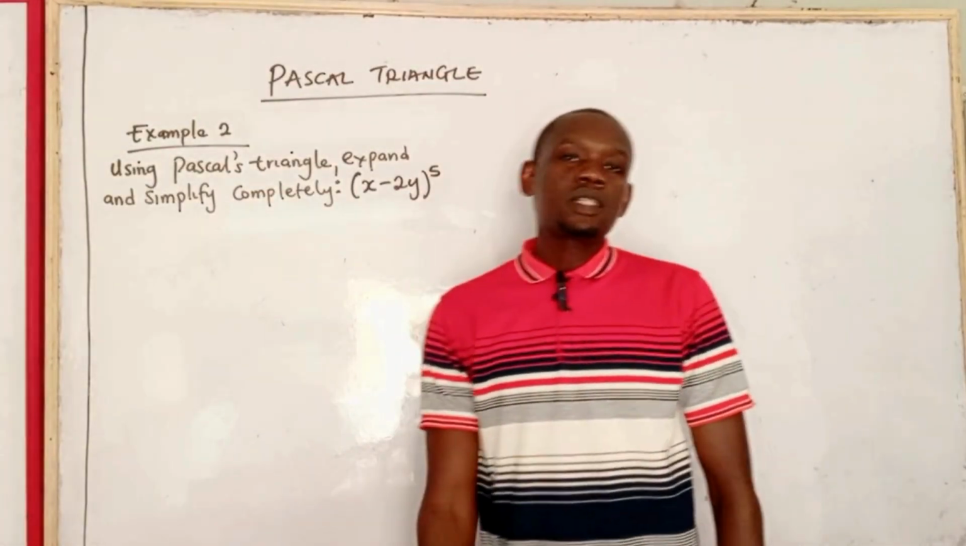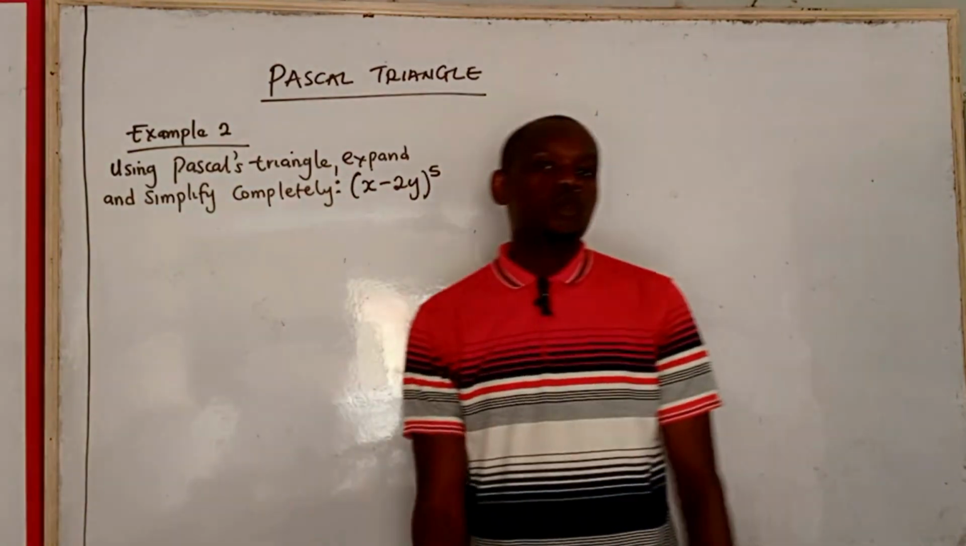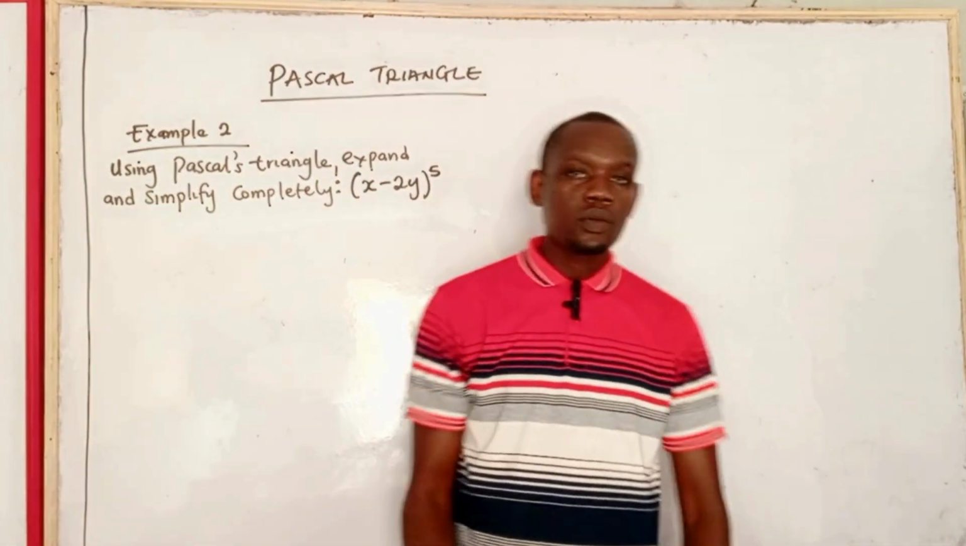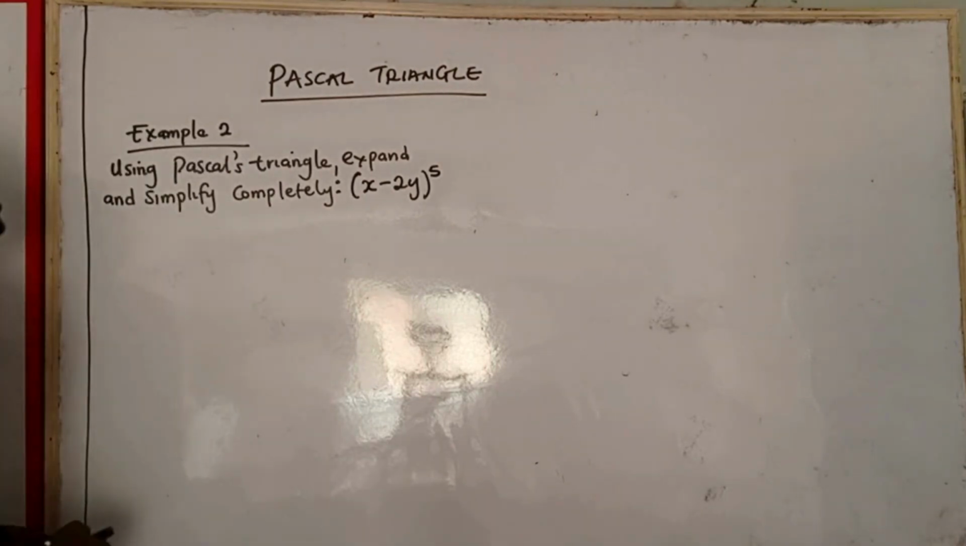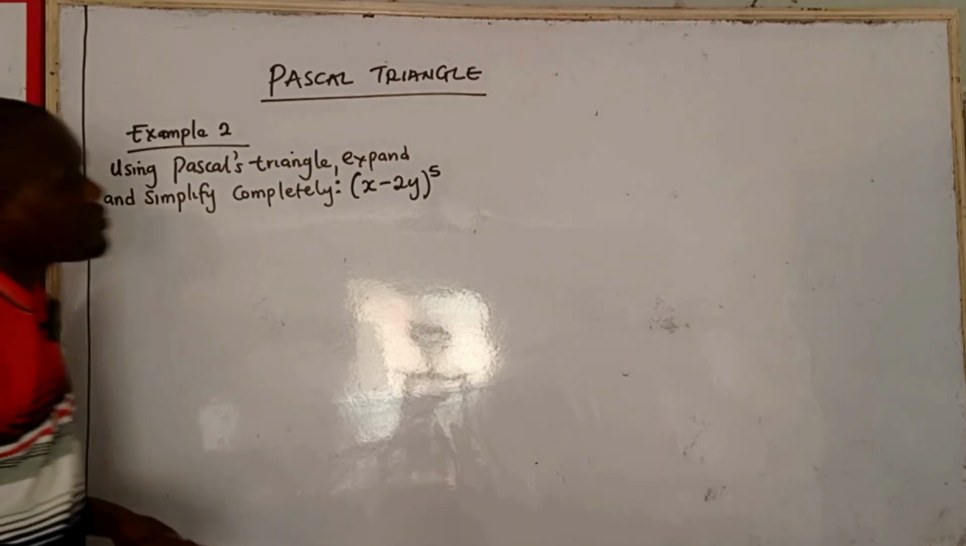All right, let us look at our second example using the Pascal triangle. Now, if you look at the question we have, the question is: using Pascal's triangle, expand and simplify completely (x minus 2y) all to the power of 5.